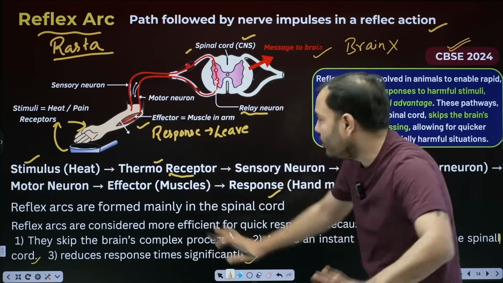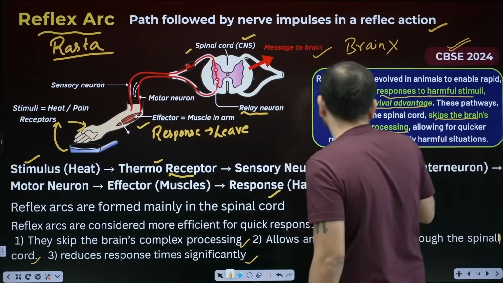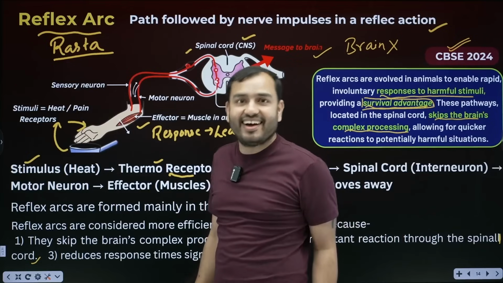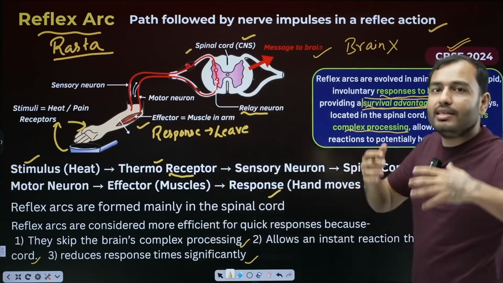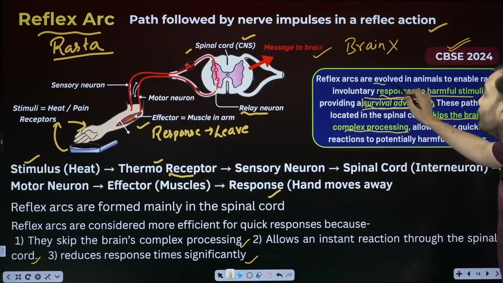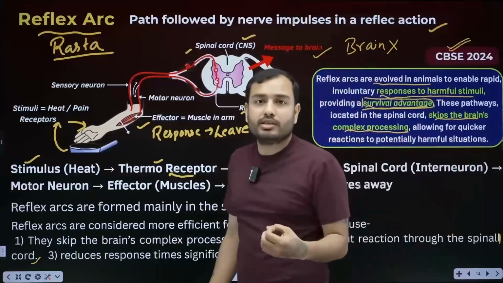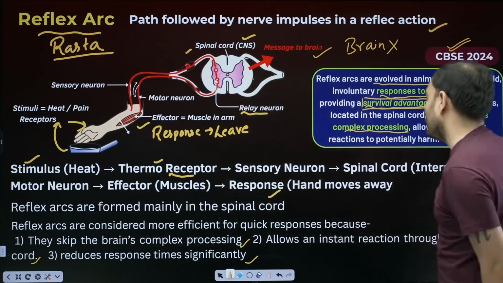Why did the reflex arc evolve? These are the same 3 points. The response has to be given to harmful stimuli. A survival advantage will be gained. It skips the brain's complex processing. So definitely remember the survival advantage. Be sure to write this. What is the biggest purpose of our life? To survive, to stay alive. Only then will life continue. The most important thing is to stay alive. So a survival advantage is gained as the reflex arc is slowly modified. This is what is asked. Reflex arcs evolved in animals. Why? So they can be protected from harmful things. They give a survival advantage. How? They reduce the complexity of the brain, give an instant reaction, and reduce response time.